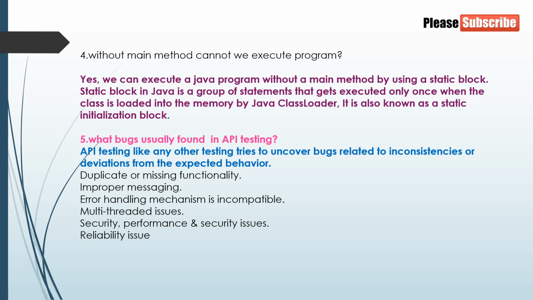Okay. So an API indicates how one software program should interact with another software program, right? So an API acts as an interface between two software applications by allowing them to communicate with each other. So like two software applications, how they'll communicate is through API. So API testing is like any other testing, it tries to uncover bugs related to inconsistency and deviation from the expected behavior. And what bugs? Like duplicate or missing functionality, improper messaging, incompatible error handling mechanism, multi-thread issues, performance and security issues, reliability issues.